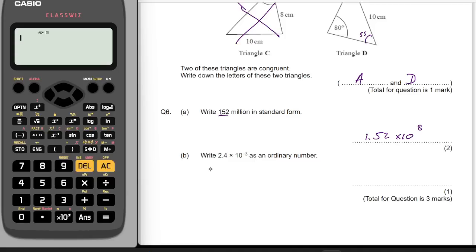So write this as an ordinary number, 2.4 times 10 to the minus 3. In effect, that's going to add 3 zeros, so 0.0024.